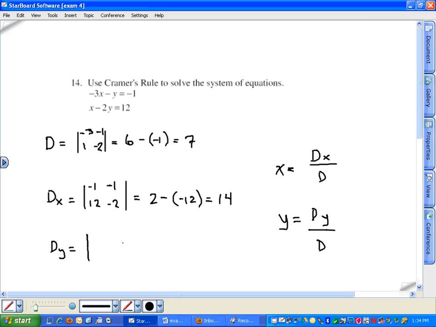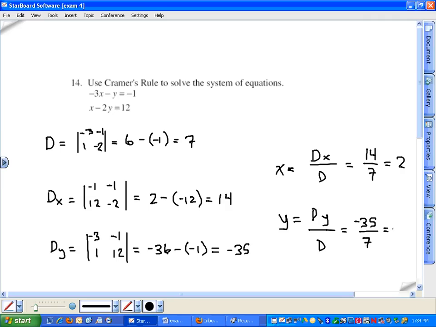Now d sub y, the subscript here, y, tells us that the y column is going to be replaced. So if we go back to the original D matrix here, the y column, negative 1, negative 2, is replaced with our constants negative 1 and 12. So negative 1 and 12. The x column stays the same as the original matrix. Negative 3 times 12 is negative 36, and we're subtracting negative 1, which is negative 35. So here, d sub x is 14 over 7, that equals 2. That tells us that x equals 2. Here, d sub y is negative 35.